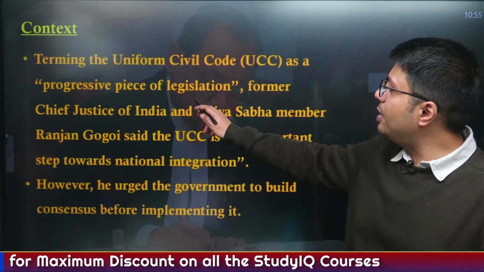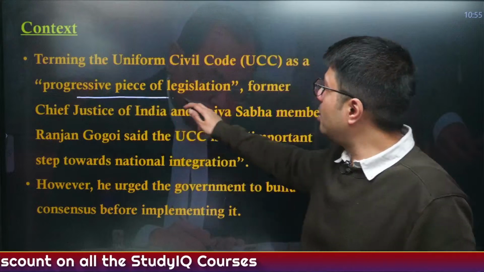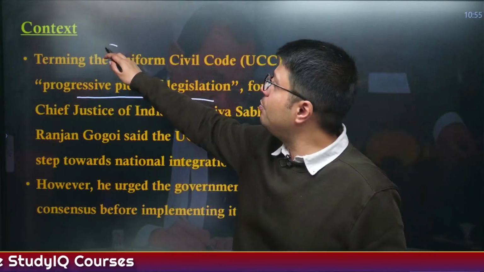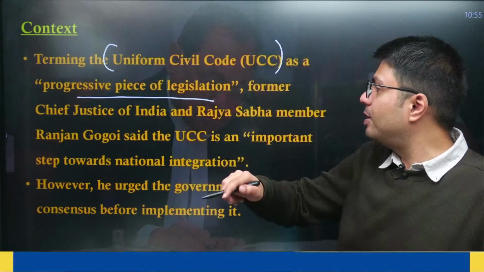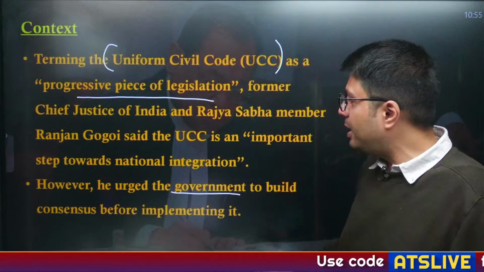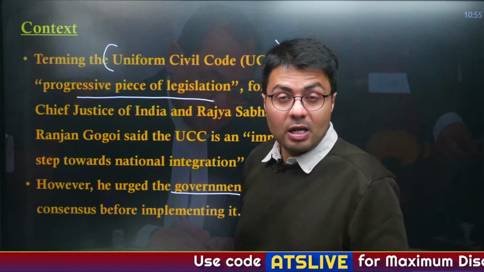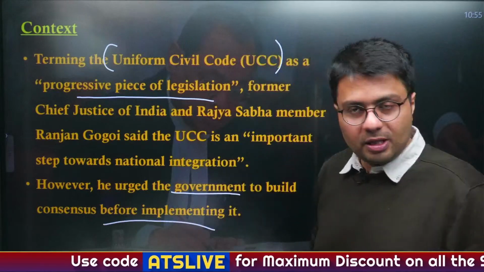As I have already told you, he has said that it is a progressive piece of legislation, hence the union government should implement the Uniform Civil Code. However, he has also asked the government to first of all build a consensus around this legislation, and only after that consensus is built, the government should implement such provision.